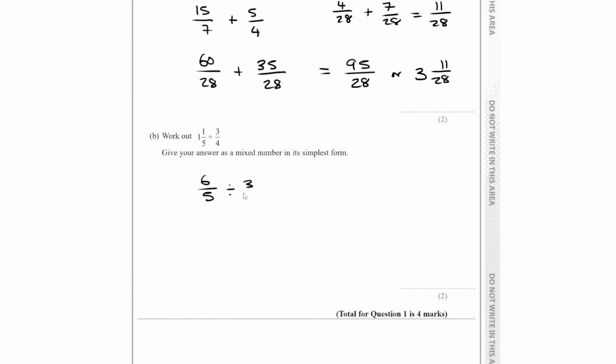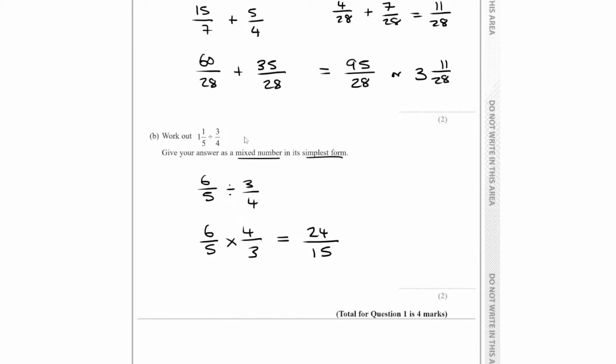Divided by 3/4. Now, obviously for divide, we do keep flip change. So keep the first one, flip the second one, and change it to a multiply. Now, I'm just going to multiply straight across. So the numerator is 24, the denominator is 15. Now I've got this though, because they did say not only mixed number, but also simplest form.